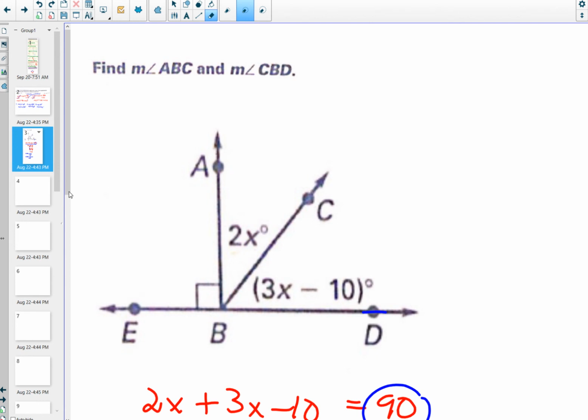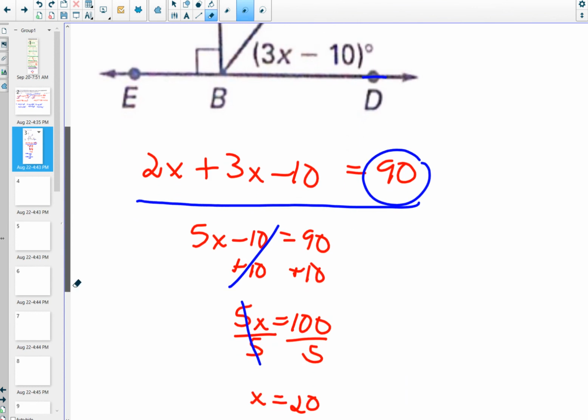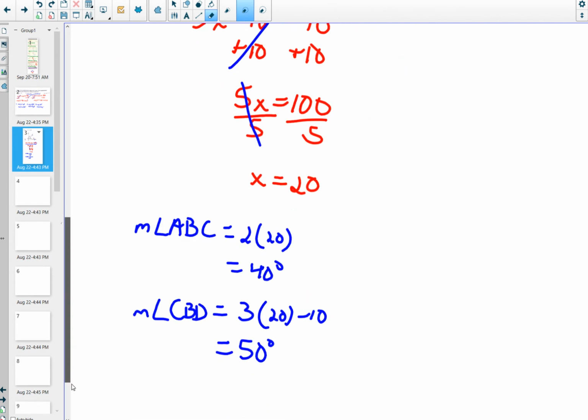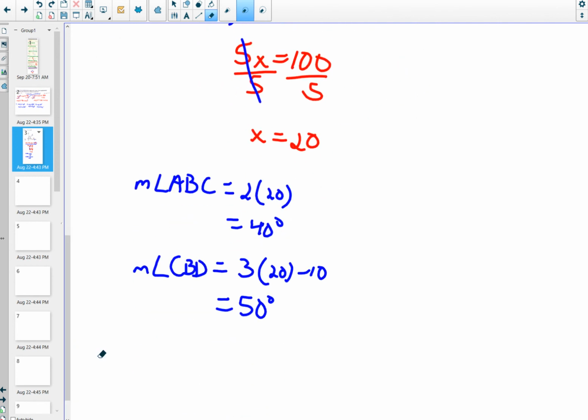So the first thing I did is I used my investigation skills to figure out that that unknown number was 20. Now that I know that unknown number, I can plug it back in, and I found out that ABC was 40 and CBD was 50. Still confused? No? All right, let's try another one.